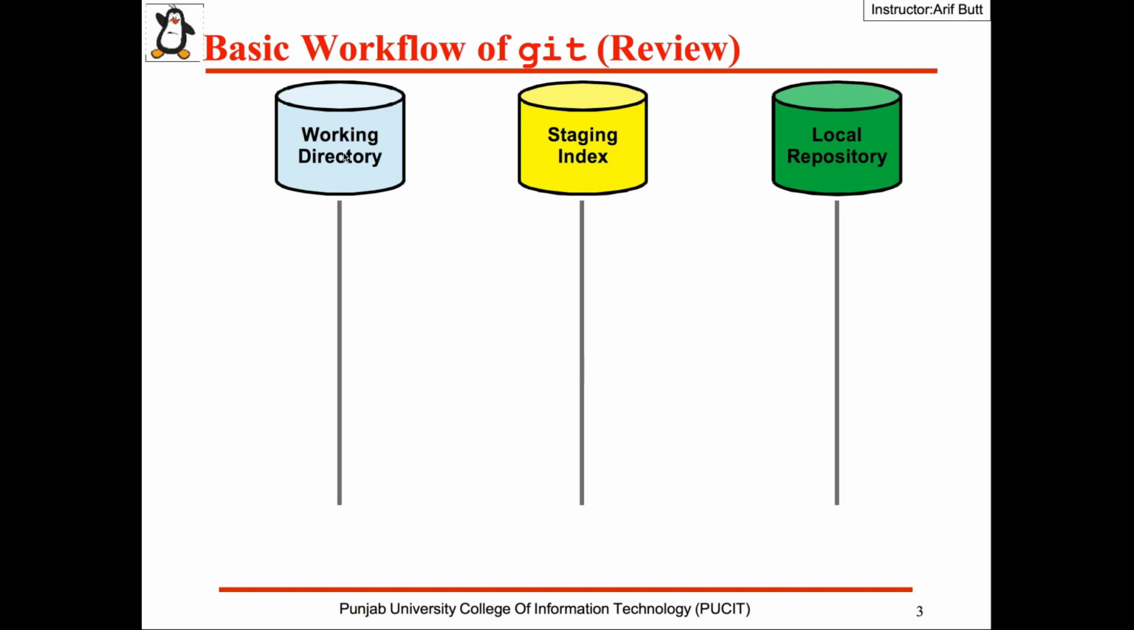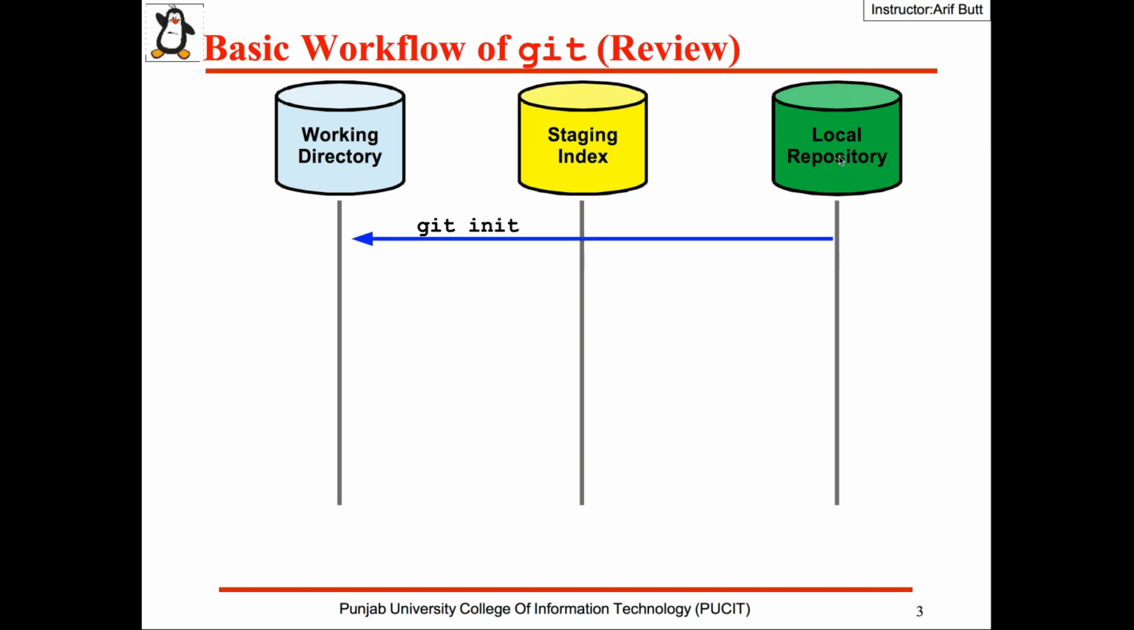We talked in the previous session that Git has a three-tree architecture: the working directory, the staging index, and the local repository. The working directory is any directory on your file system that has a repository associated with it, or you can say that a working directory is a directory that has a .git directory inside it. The staging index is a cache between the working directory and local repository. And finally, the local repository holds the changes of our project over time.